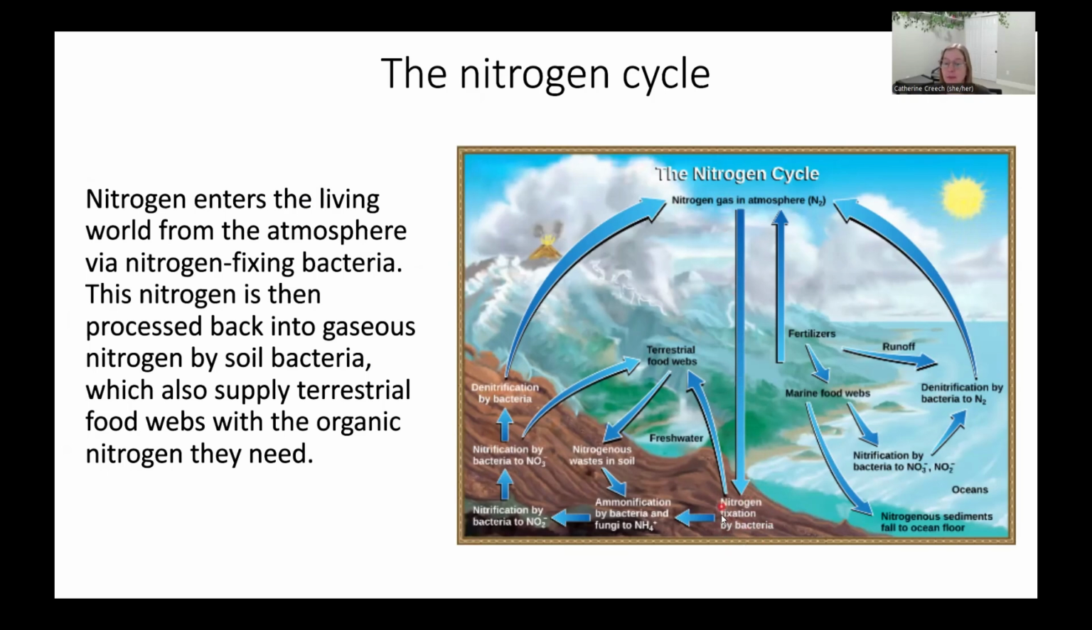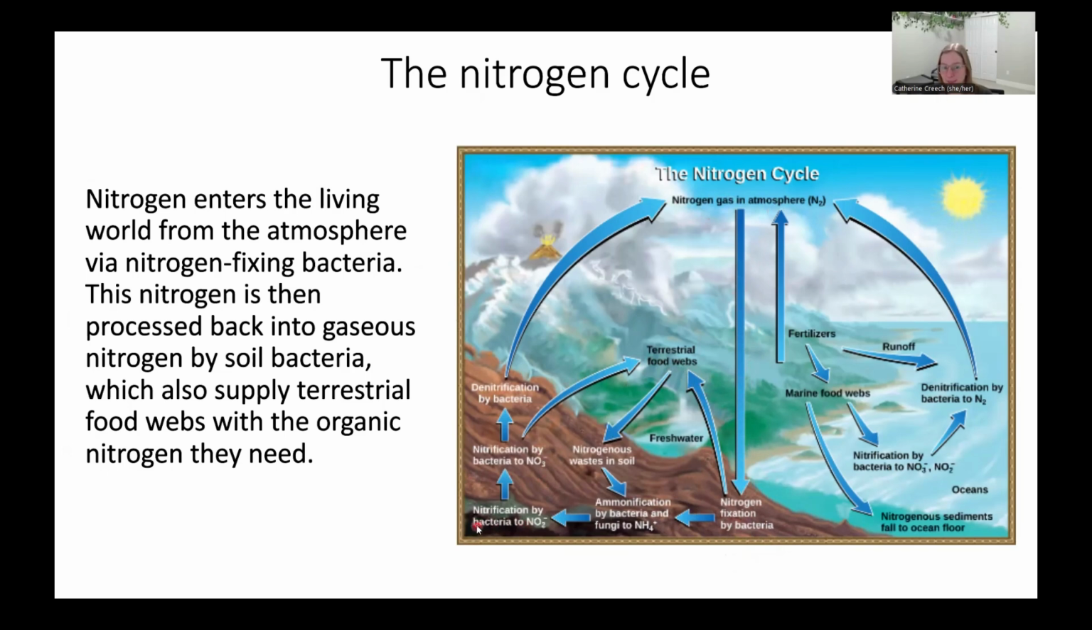So nitrogen-fixing bacteria are key. They are so important to life on Earth, and that's because they can take this inorganic nitrogen gas and turn it into an organic molecule that plants and other organisms can use. So once you get it out of the atmosphere by nitrogen-fixing bacteria, then it can be in your terrestrial system. It can go through plants and the animals that live here.